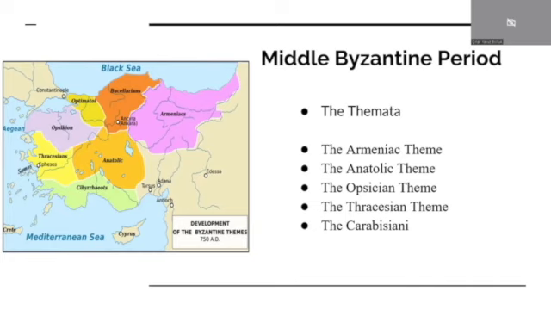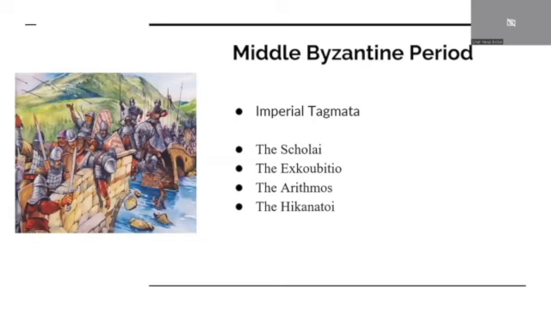The five original themata are the Armeniac theme, stationed in old areas of Pontus and Armenia; the Anatolic theme, which covered Central Asia Minor; the Opsician theme, which covered northwestern Asia Minor; the Thracian theme, stationed at the western coast of Asia Minor; and the Carabisiani, which occupied the southern coast of Asia Minor and the Aegean Islands.